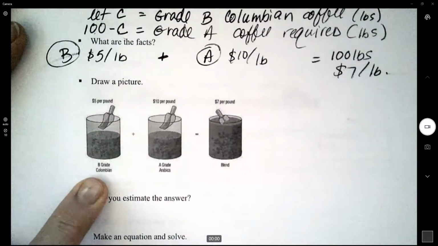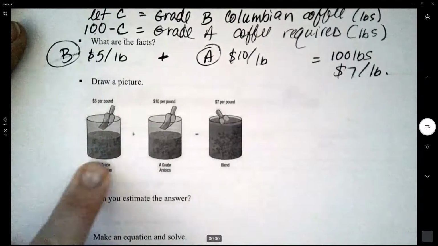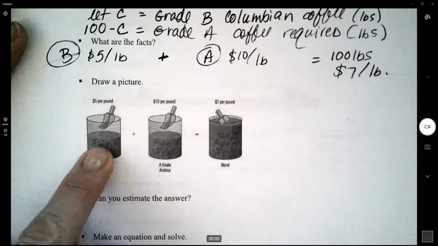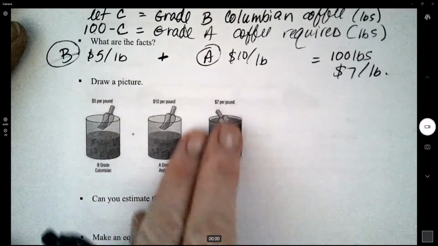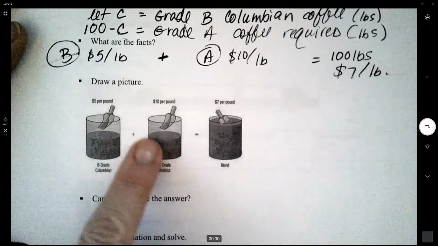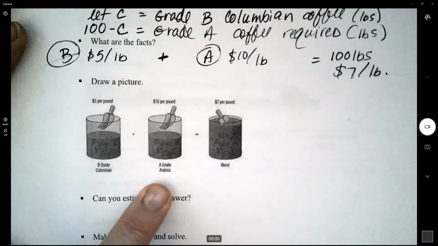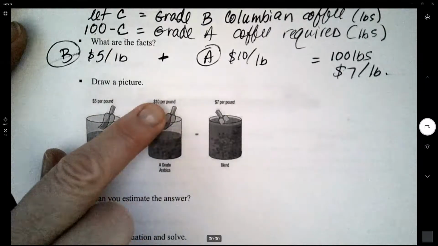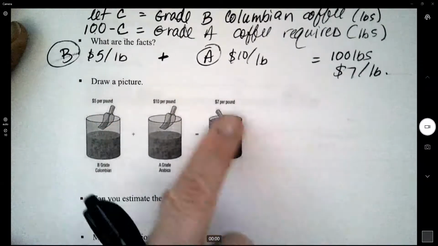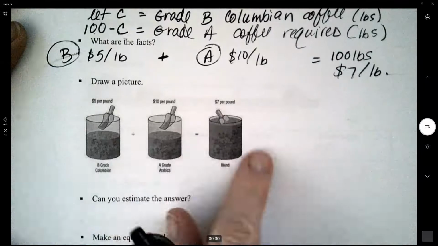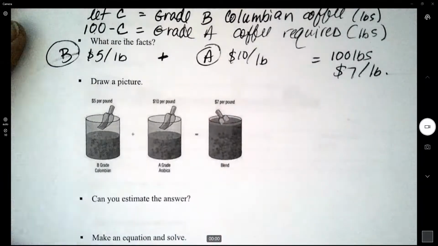Again, we have the grade B Colombian coffee, which is the cheaper version. You're going to scoop some of that and put it in the mixture container. Then you're going to take some of the grade A coffee, which is the more expensive coffee, and put some of that in the mixture. You're going to mix it all together, and I want this mixture to be $7 per pound.